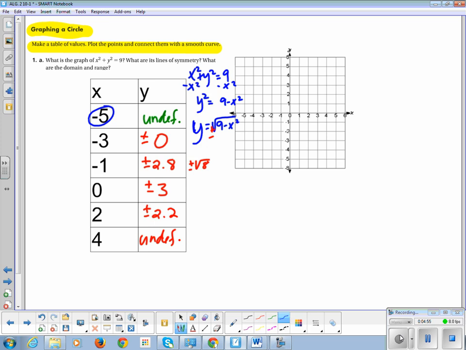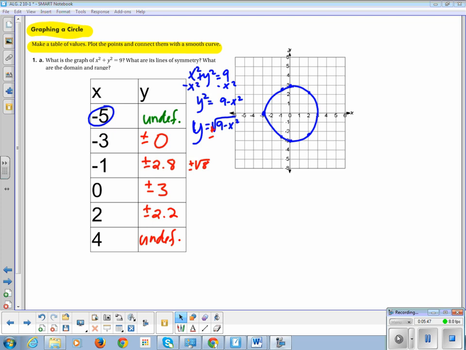Okay, so let's plot these. When x is equal to -3, we are at 0. When x is equal to negative 1, we're at positive 2.8 and negative 2.8. When x is equal to 0, I'm at positive 3 and negative 3. When x is equal to 2, I'm at positive 2.2 and negative 2.2. And then I'm going to plot the points and connect them with the smooth curve. Circle. Yay.